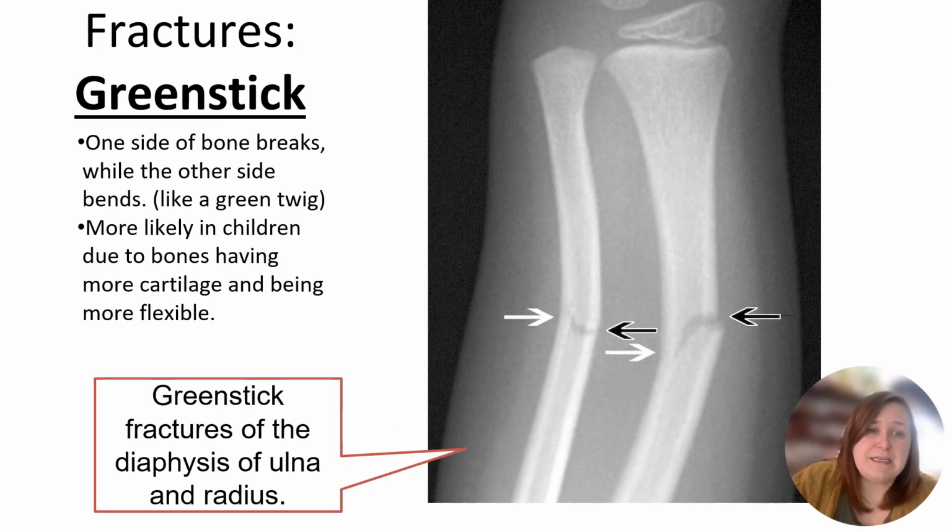And we can also see greenstick fractures. These are way more likely in children due to them having way more cartilage in the bone, which makes those bones a little bit more flexible. This goes back to a green stick on a tree. Whenever you break a stick and it's green on the inside and it's really bendy, that's where this name comes from. So in a greenstick fracture, one side of the bone is going to break while the other side is going to bend.